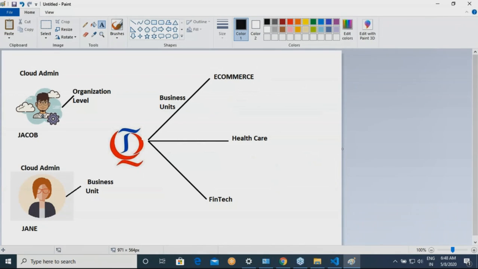Now we will try to understand what will be the roles and responsibilities of the individual engineers. Yeah. Thanks, Arvind.